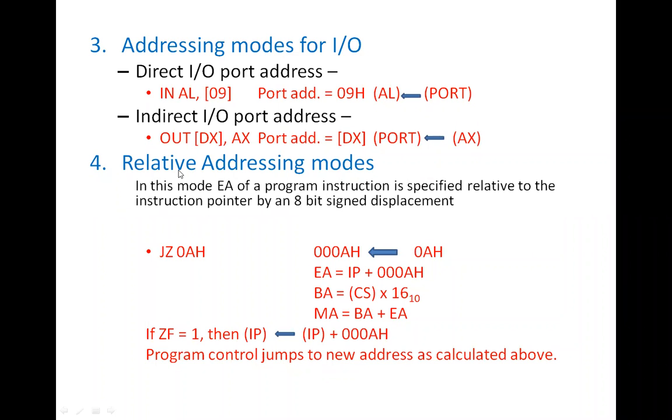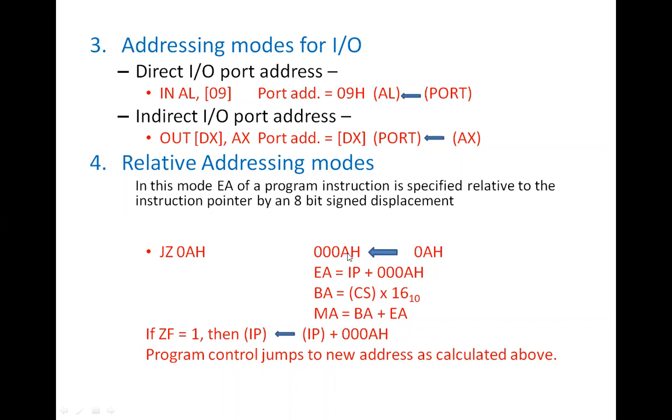Now the next addressing mode is relative addressing mode. In this relative addressing mode, the effective address of a program instruction is specified relative to the instruction pointer by an 8-bit signed displacement. So what does it actually mean? If I write an instruction like JZ 0A, jump on zero to 0A, it means 0A is the displacement.